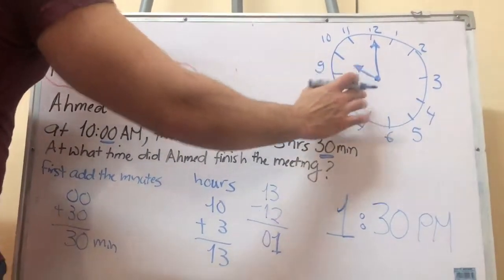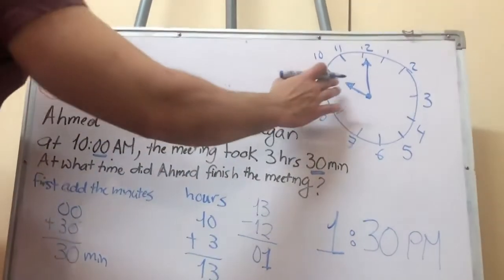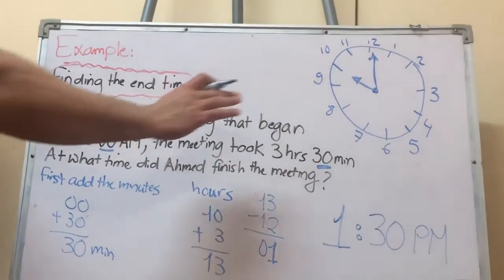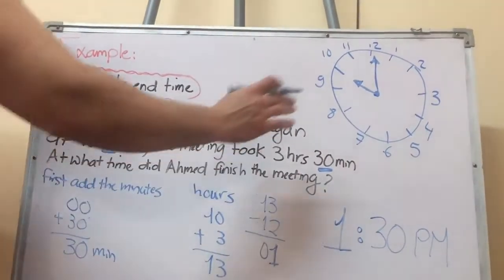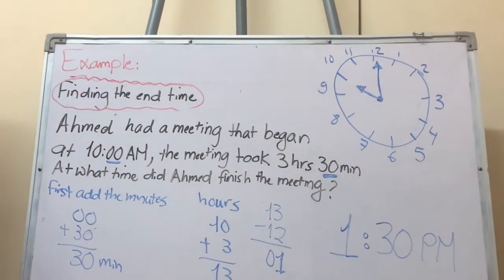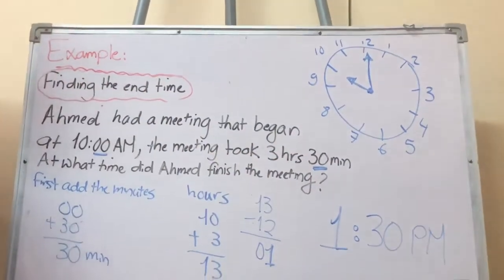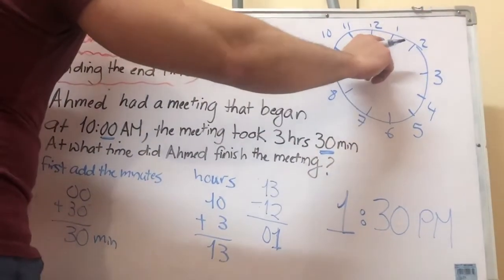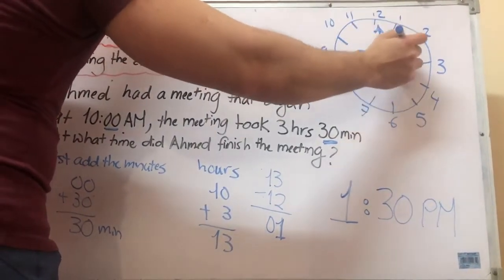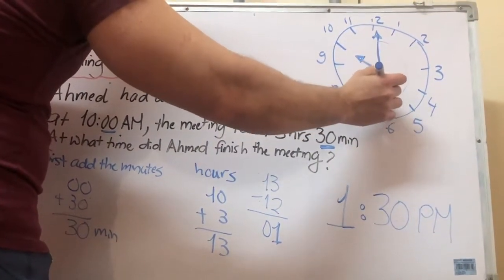Okay, let's see this in the analog clock. Here is the time that Ahmed started the meeting in. It's 10, exactly 10 o'clock. So the small arrow is on 10 and the long arrow is on 12. Okay, Ahmed took 3 hours and 30 minutes. We're gonna move the long arrow first, 30 minutes. So it goes from here all the way to here.